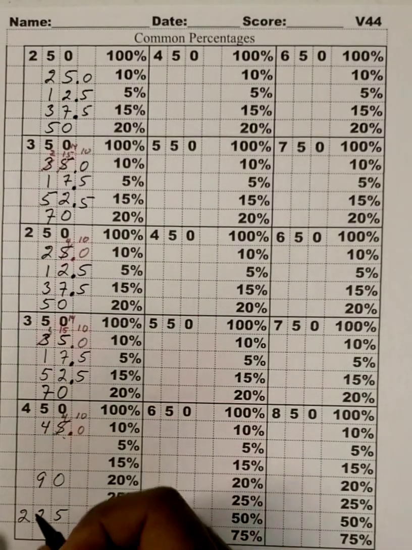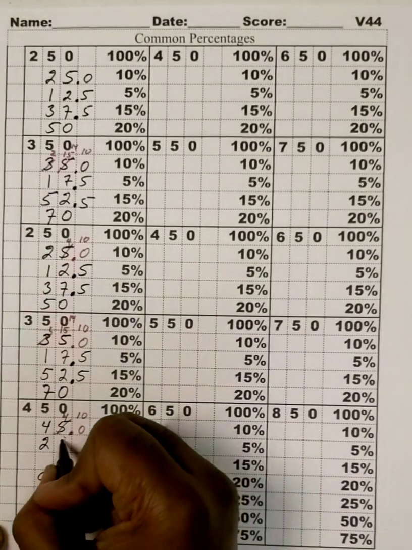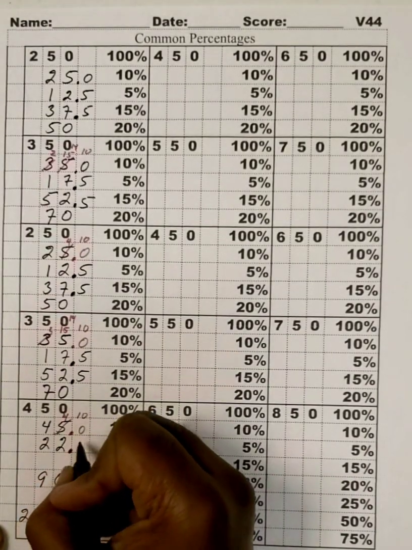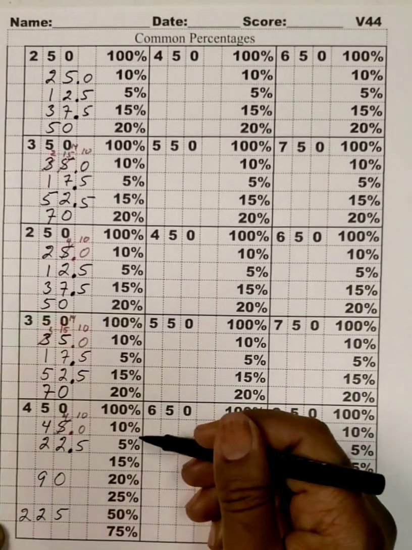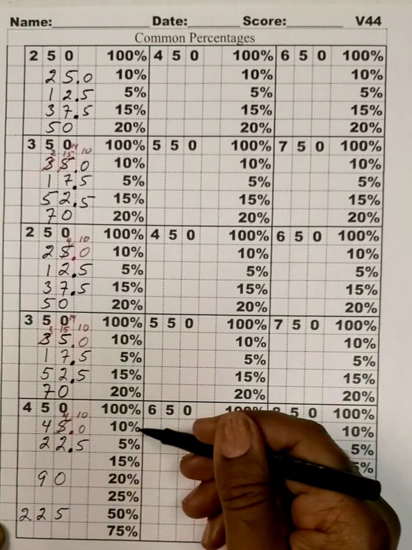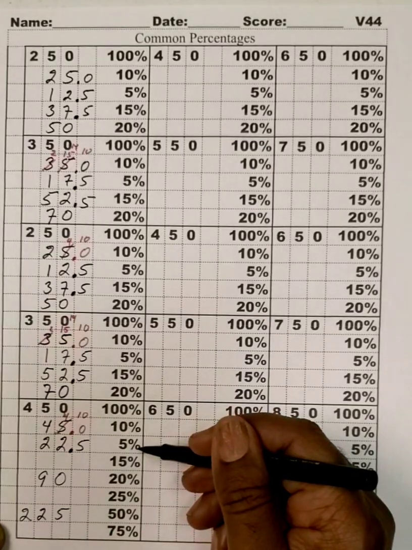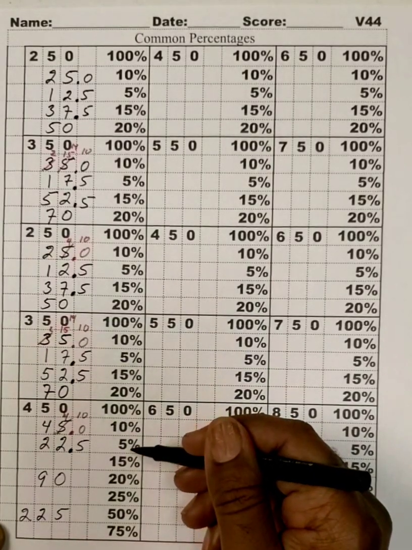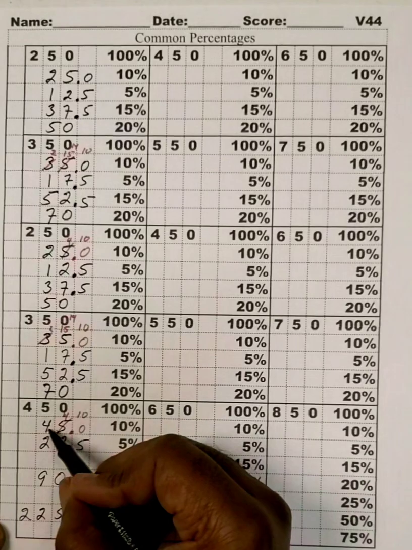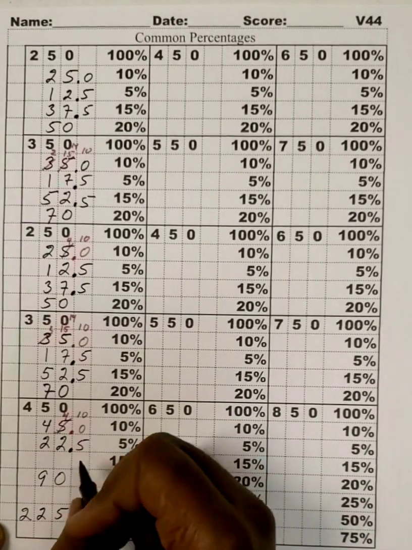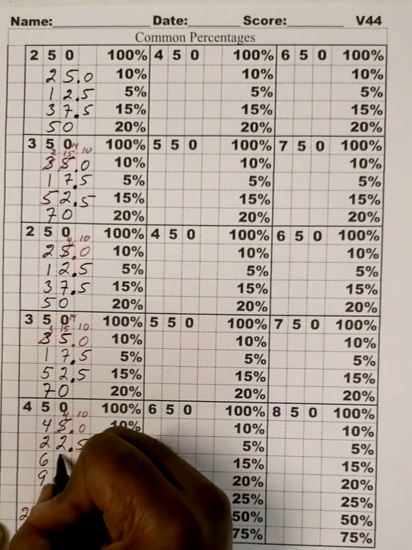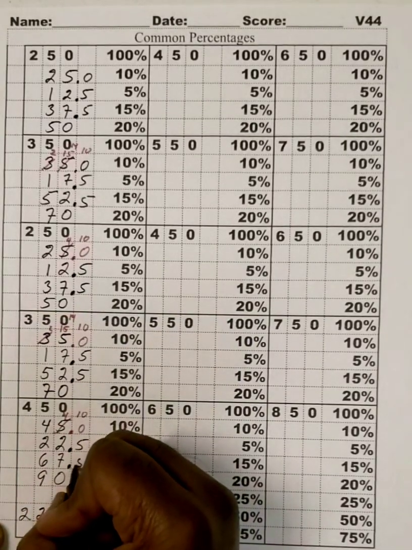So half of 4 is 2. Half of 4 is 2. The decimal, and half of 10 is 5. Okay, to find 15%, we have to combine our 10% and our 5% together. So when you add 10% and 5% together, you're adding your 45.0 and your 22.5. This will make 67.5.